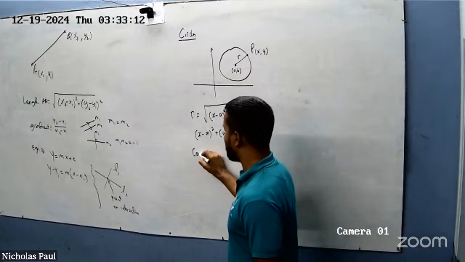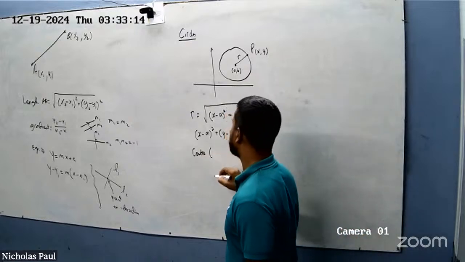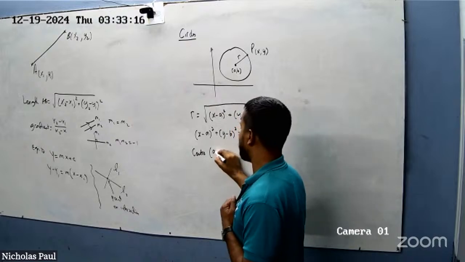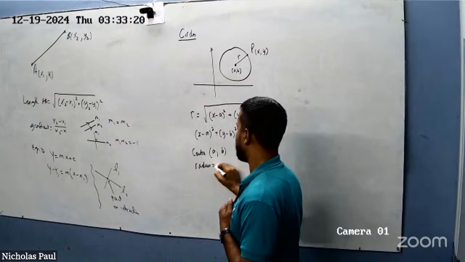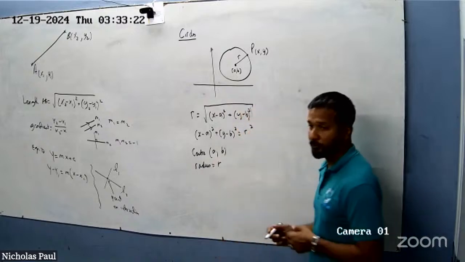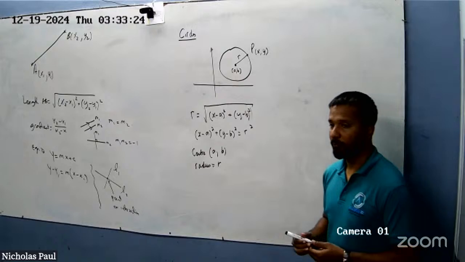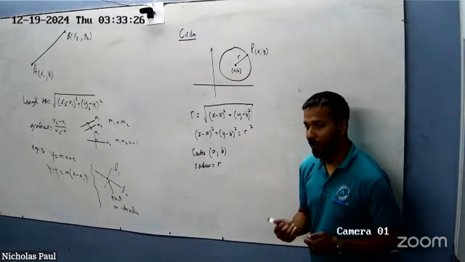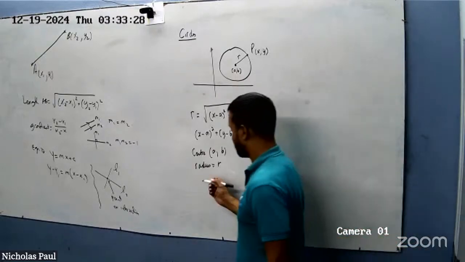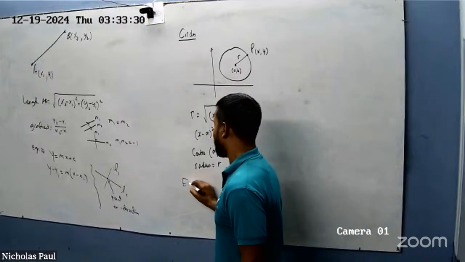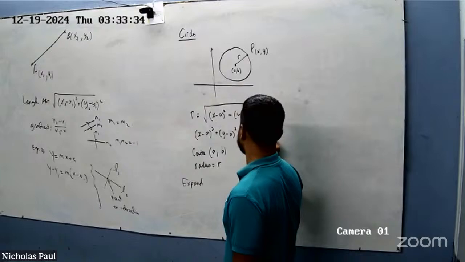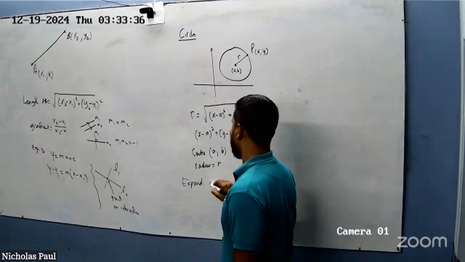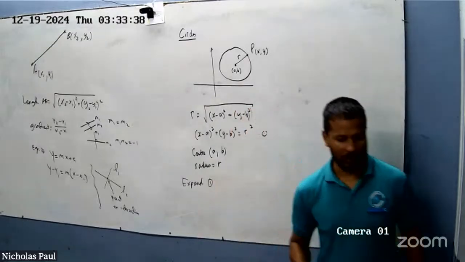This is your first equation of the circle, with center (a, b) and radius equal to r. Let's call it equation one. Expand equation one and let's see what you get.